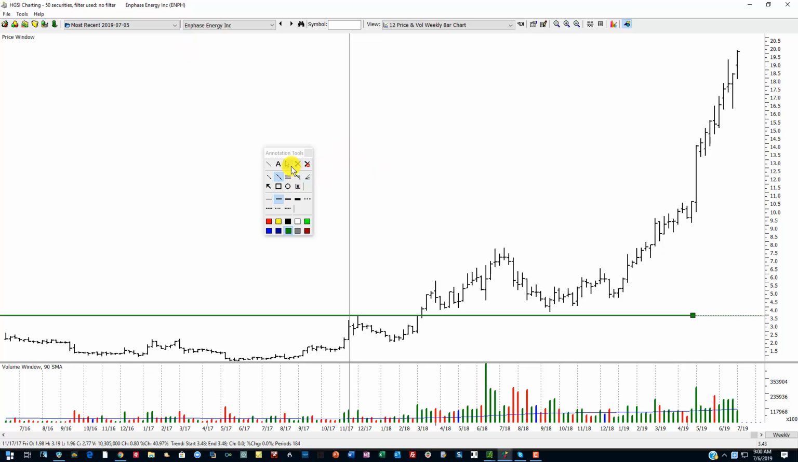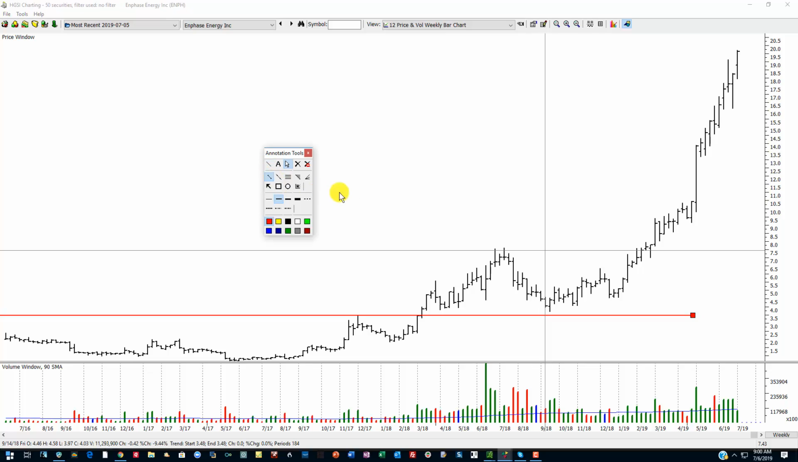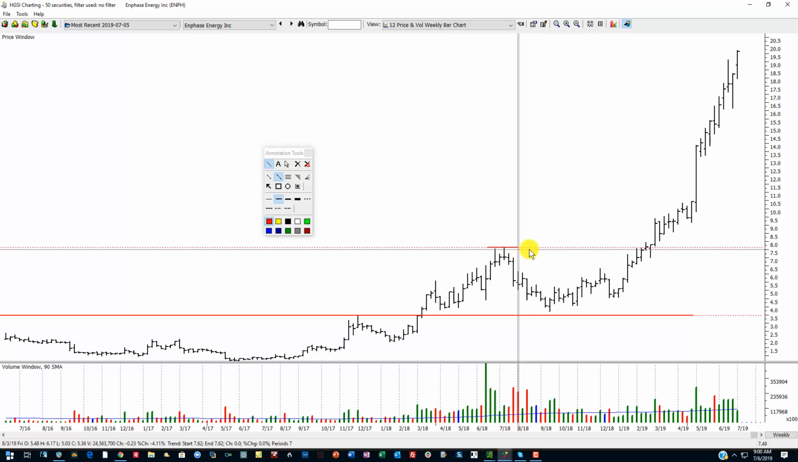At this point, I'm going to draw another trend line. I'm going to make this one red because it ran into resistance. I have to get it on the trend tool. Hold this down.